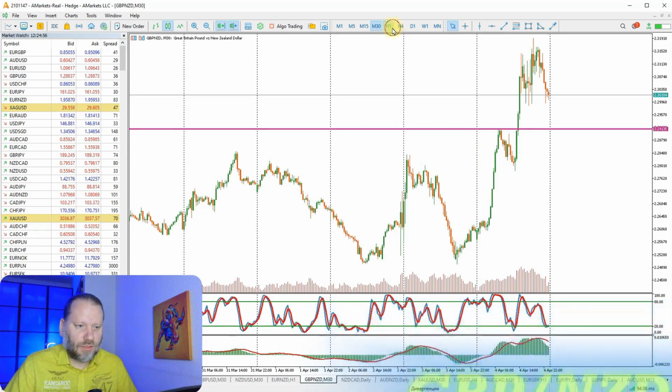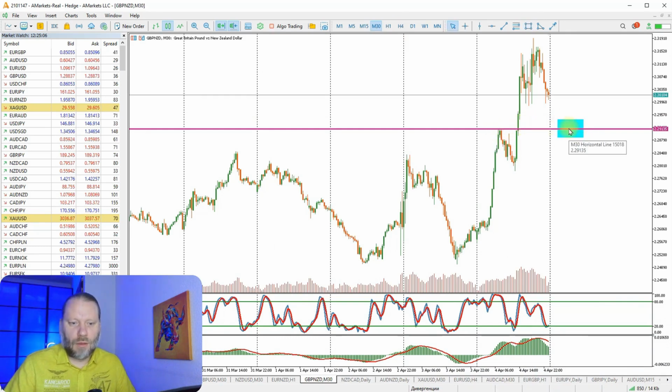The picture is somewhat similar. Here on the M30, I will also show you a reversal point. This was our resistance line. The price broke through it, and now it will be a mirror support line. If the price reaches this line, you can also buy here and profit from the rise.